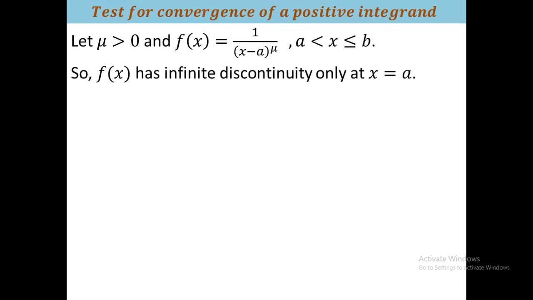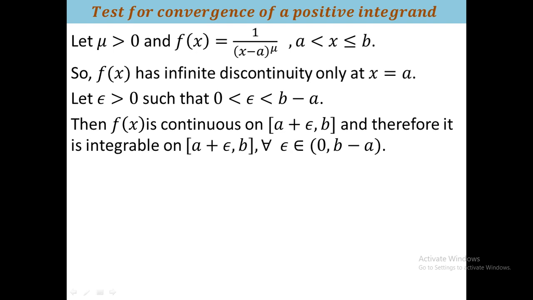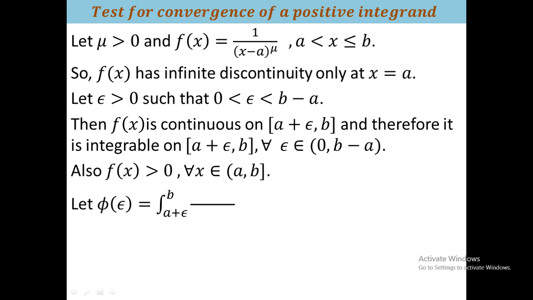Now, let epsilon be greater than 0. We have to integrate from a plus epsilon to b, because the function has an infinite discontinuity at x equal to a, but in the remaining portion the function is integrable. Then f(x) is continuous in the remaining portion a plus epsilon to b, and therefore it is integrable on a plus epsilon to b. Now suppose the value of the integration of f(x) from a plus epsilon to b is phi of epsilon. Let phi of epsilon equal the integration of 1 by (x minus a) to the power mu dx, where the domain is a plus epsilon to b.